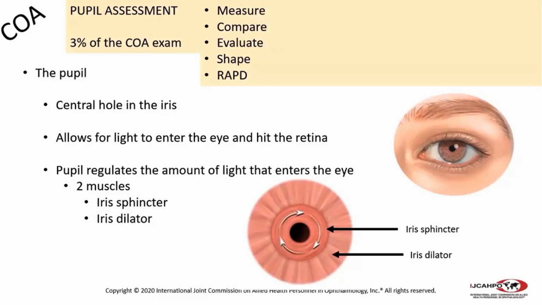Pupil assessment is 3% of the COA exam, which includes measure, compare, evaluate, shape of pupils, and RAPD. The pupil is a central hole in the iris and allows for light to enter the eye and hit the retina. The pupil regulates the amount of light that enters the eye by 2 muscles in the iris: the sphincter and the iris dilator.